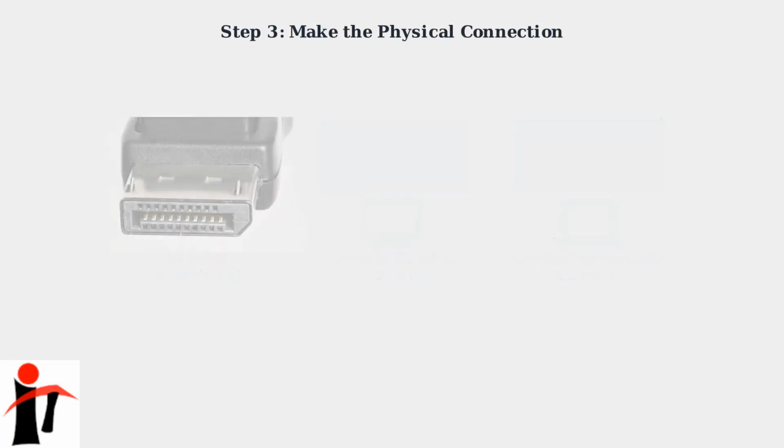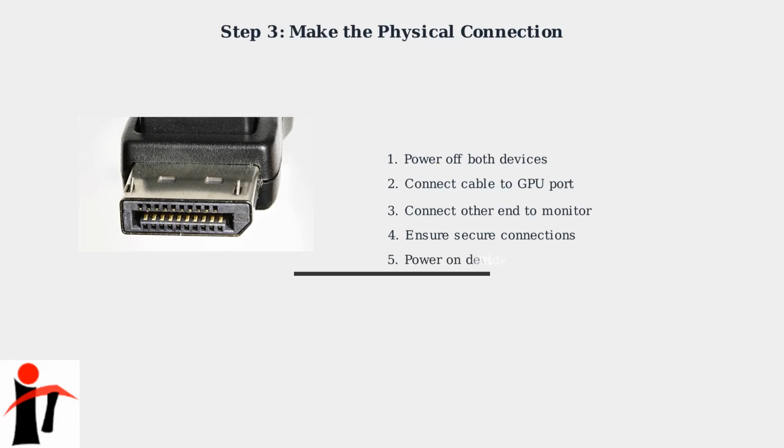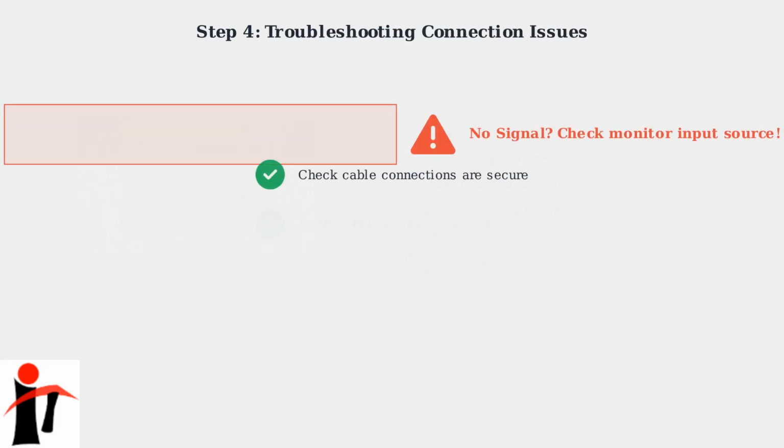Now, for the physical connection process, always power off both devices before connecting cables to prevent any potential damage. Connect one end of your chosen cable to the graphics card port, then the other end to the corresponding port on your monitor. If you don't see a display after connecting, don't worry.